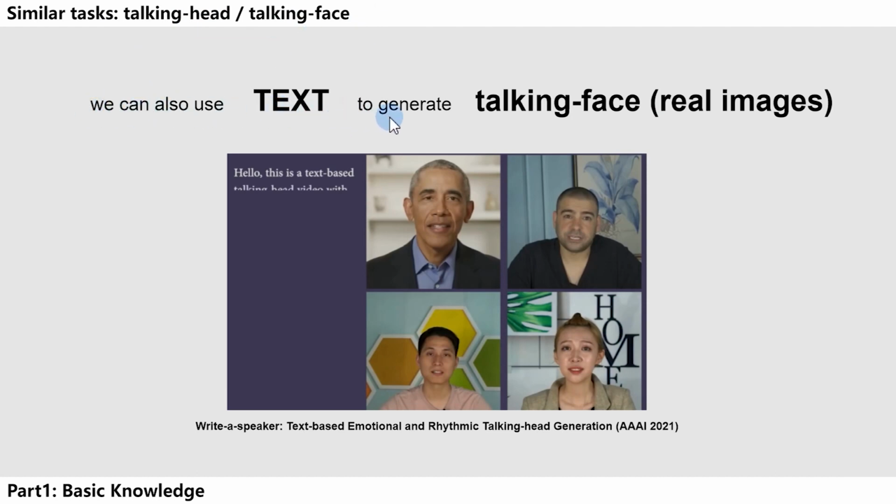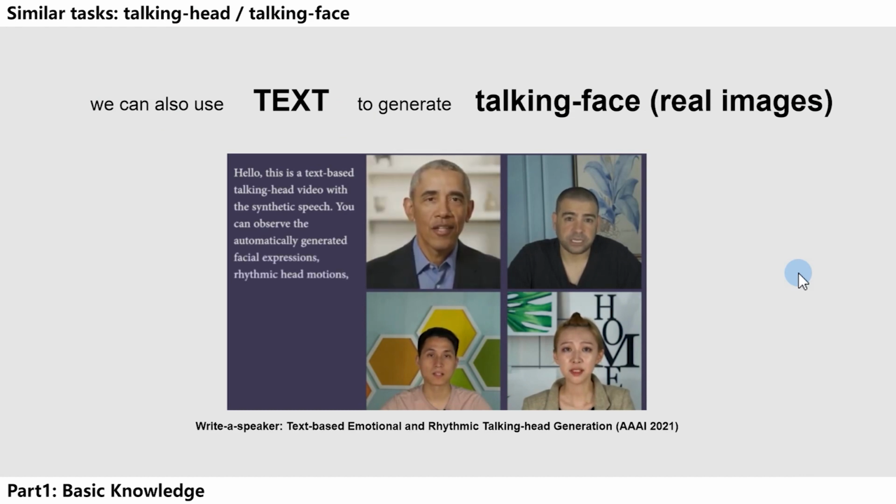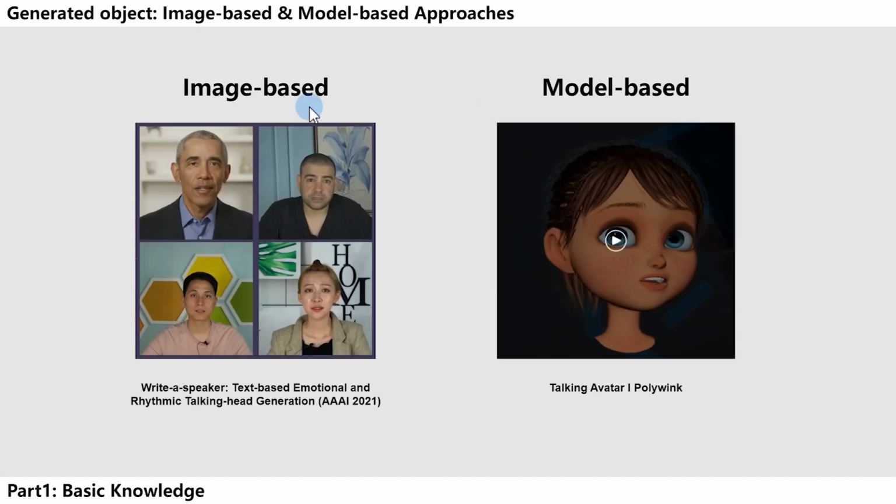That is, we can use text to generate a talking face, and that is a real image. Text-based talking head video with a synthetic speech. You can observe the automatically generated facial expressions and rhythmic head motions. So this tells us that we can not only use audio to generate something, we can also use text to generate something. And as for the generated object, we can not only use image-based output, which is what we saw on the last slide, we can generate an image, or we can also generate a model.